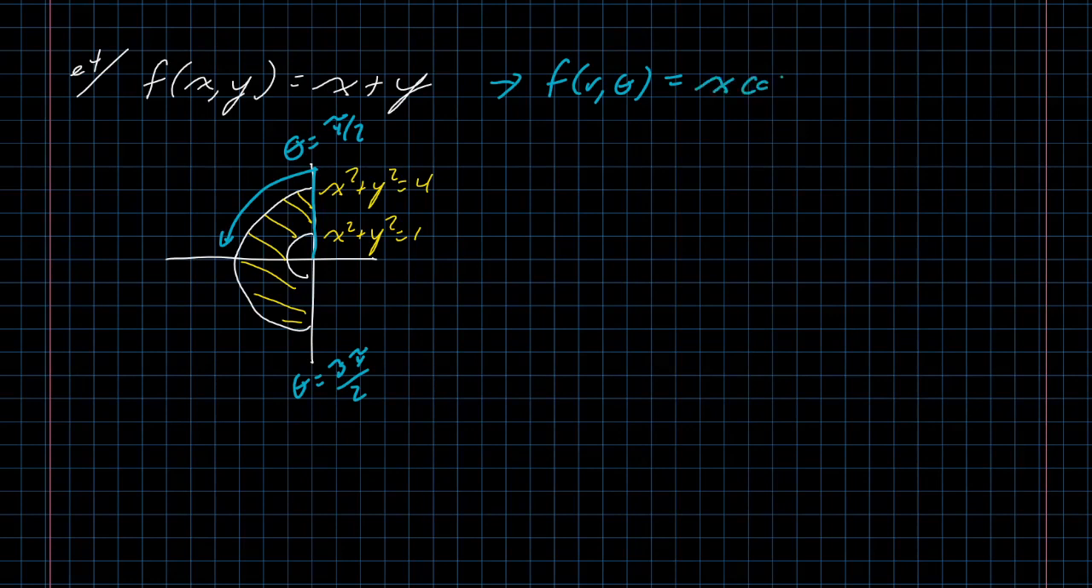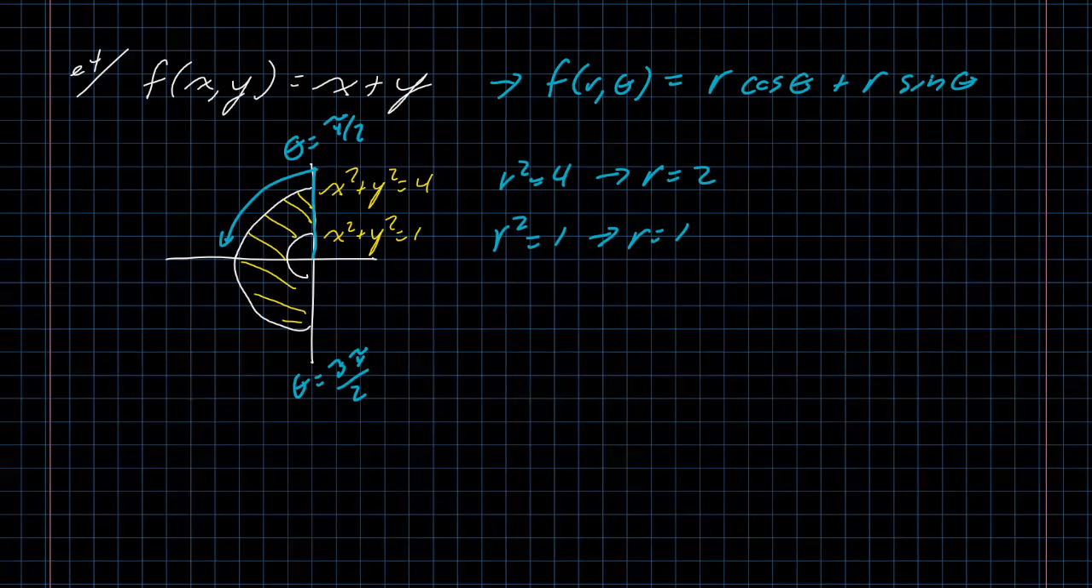X is r times the cosine of theta. Y is r times the sine of theta. X squared plus y squared is r squared. And so we're looking at the region r goes from 1 to 2. Theta goes from pi over 2 to 3 pi over 2 of this function r cosine theta plus r sine theta.